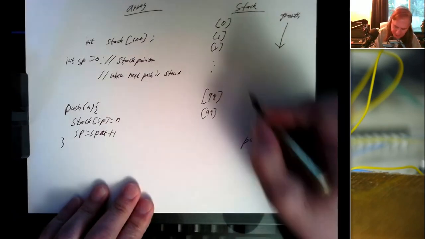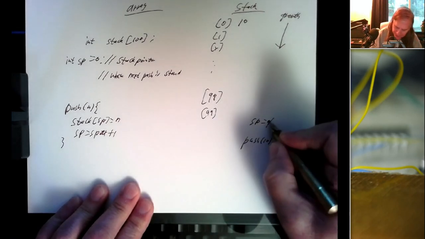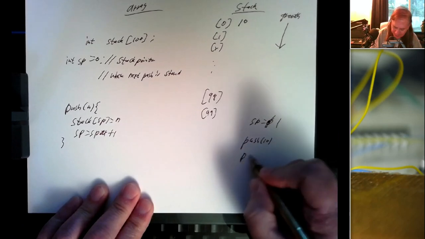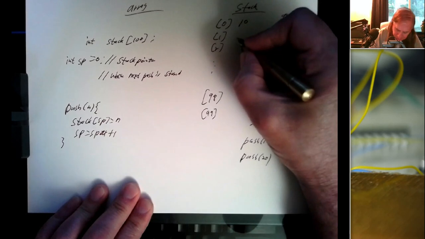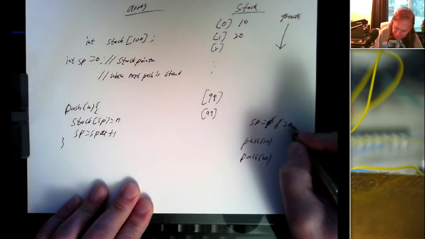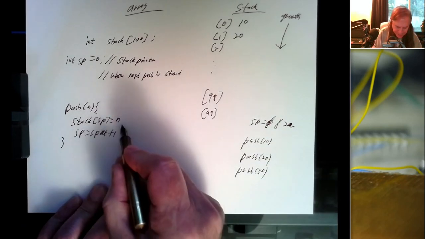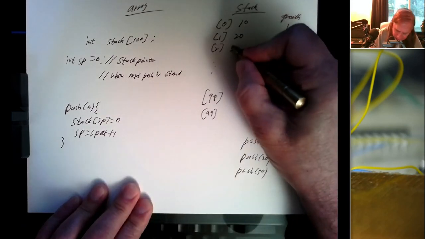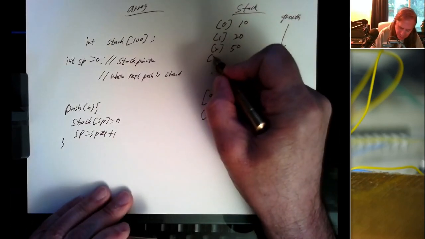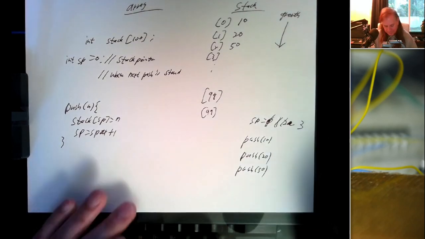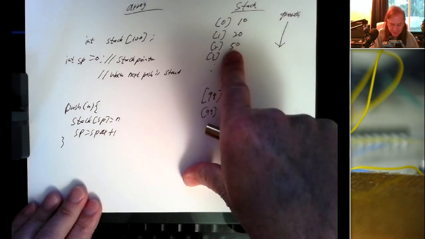So if you push a 10, we'll put the 10 right there. SP was a 0, now it becomes a 1. If you say push a 20, we'll store the 20 at index 1, and we'll increment the stack pointer to 2. And now if you push a 50, we'll store the 50 at stack[2], and we'll increment the stack pointer. So the stack pointer always shows where the next thing is going to be pushed, and it's always one more than the last thing that was pushed.